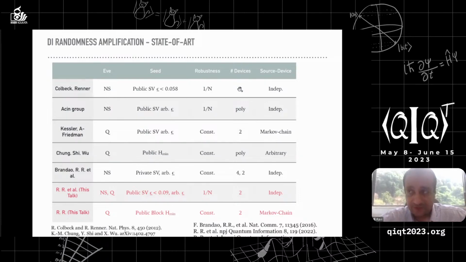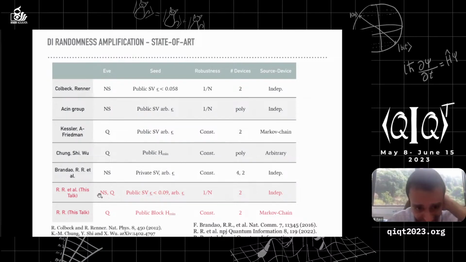The number of devices means the number of parties that you need, the number of components to the device. Typically, because we are using device independence, you need at least 2 separated, 2 shielded components in order to extract randomness, in order to do a device-independent protocol. So those are the parameters.